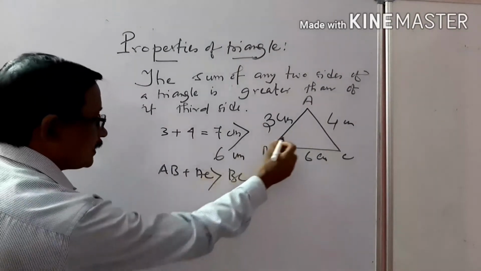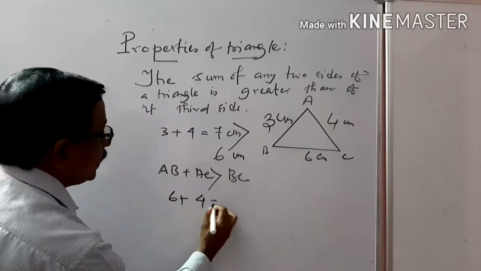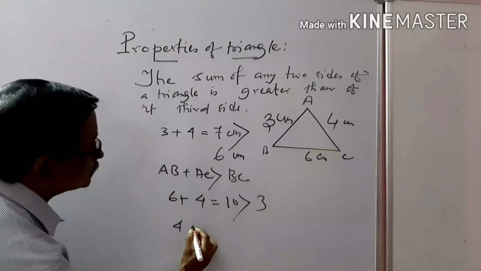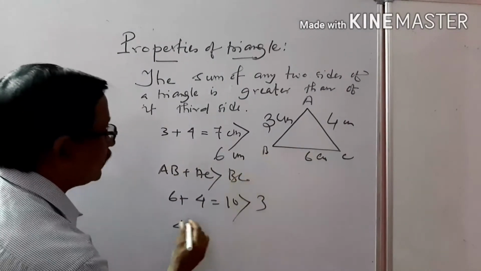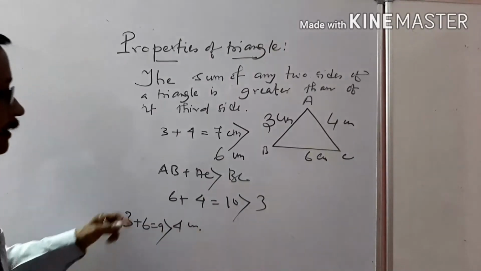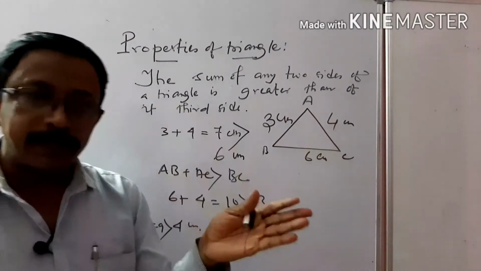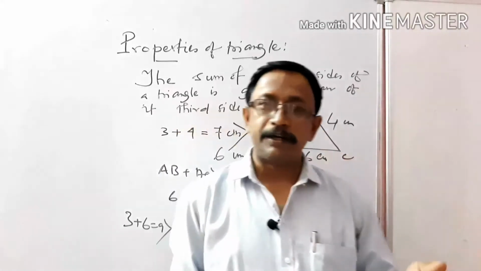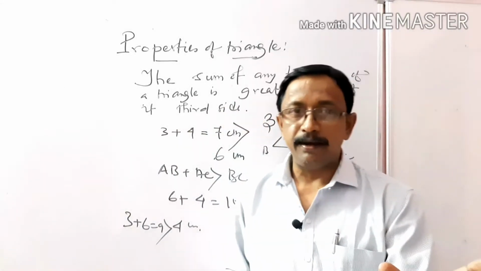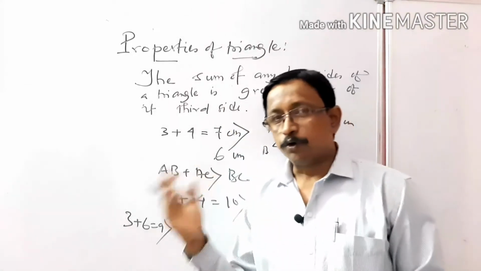And secondly, if you do BC plus AC, 6 plus 4 equals 10, which is also more than 3. Again, 4 plus 3 is already checked. Now you check 3 plus 6 equals 9, which is greater than 4 centimeter. In these three ways, we have to check whether in all the cases the sum of two sides is greater than the third side or not. So with this concept we get one property: if we add the length of any two sides of a triangle, it must be more than the third side.